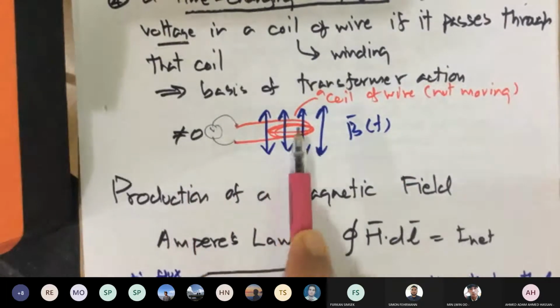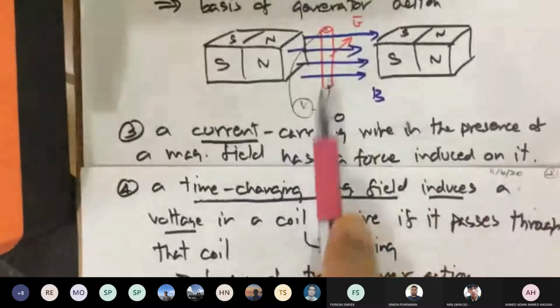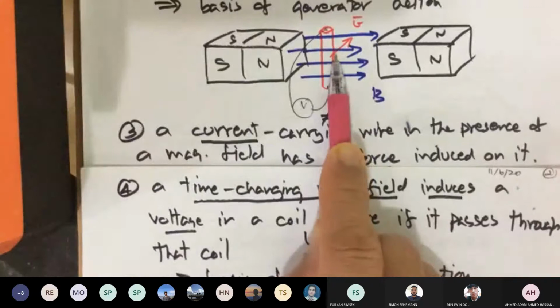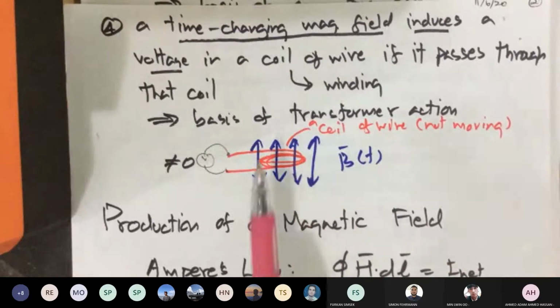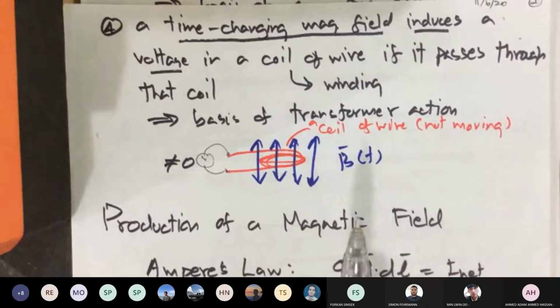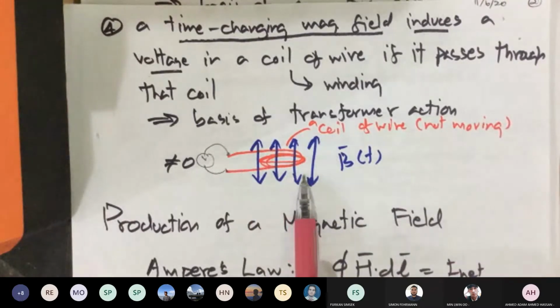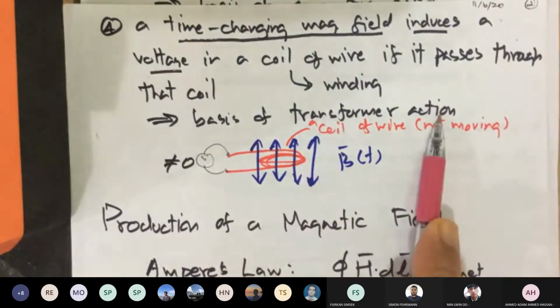Now don't get confused with principle number 2. In number 2, I get a voltage if I move the wire or the conductor. Here I do not move anything. I just put it there, but without moving, my magnetic field has to be a function of time. So this does not happen in a DC world. That's why this is the basis of transformer action.